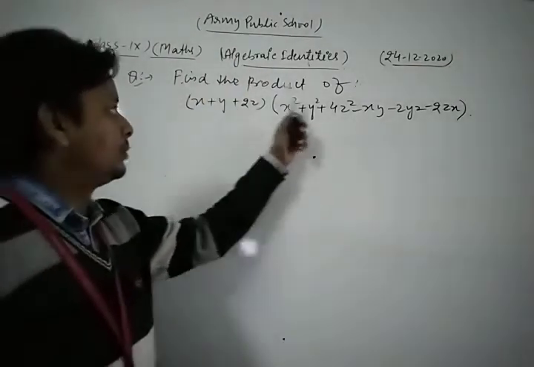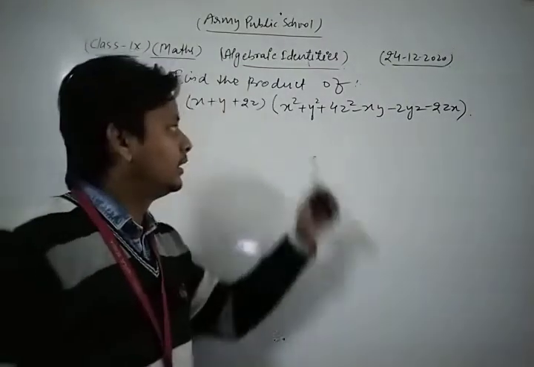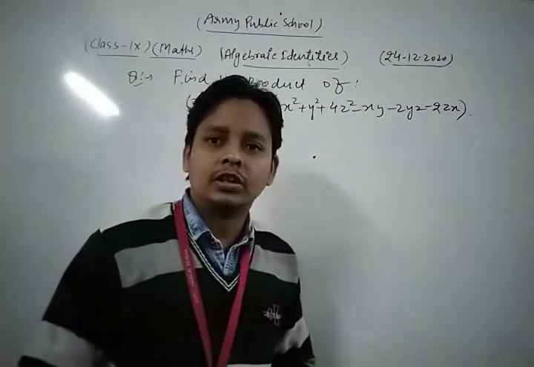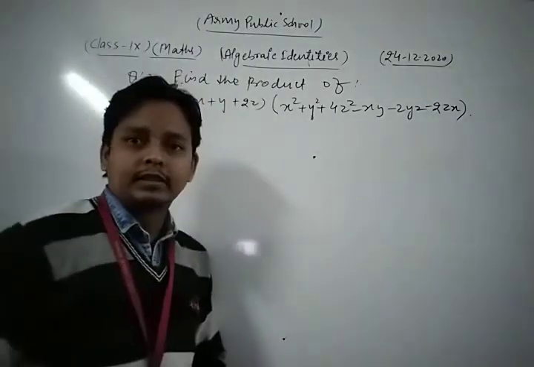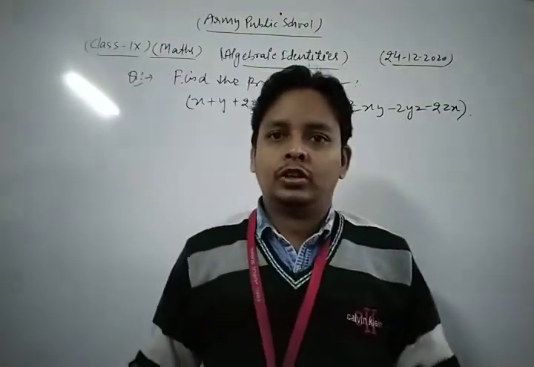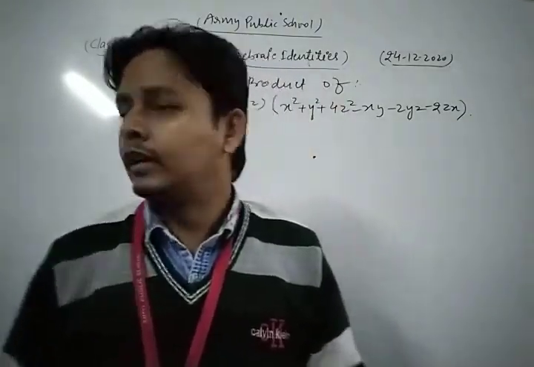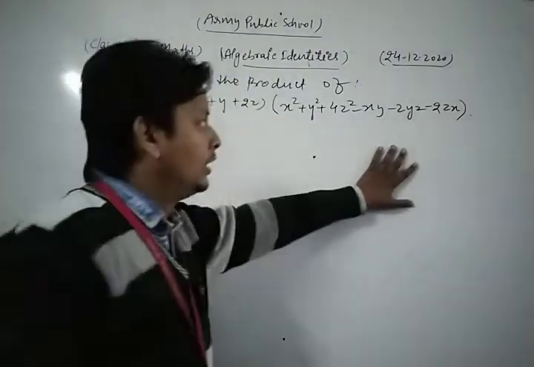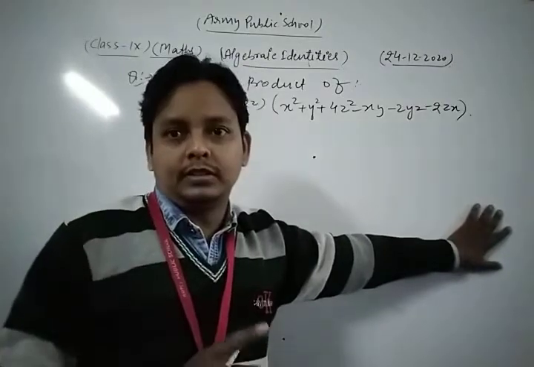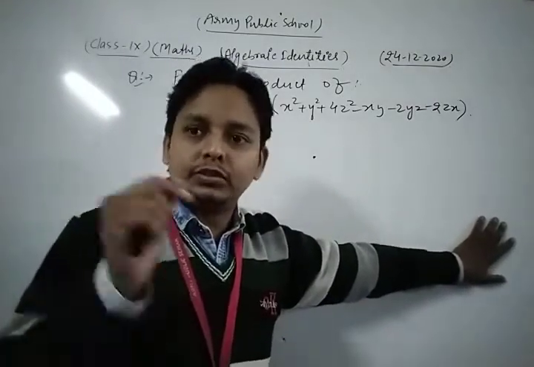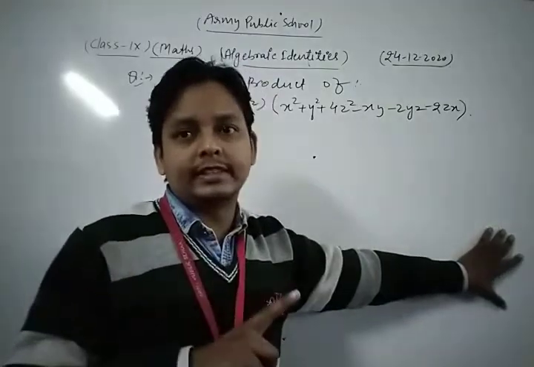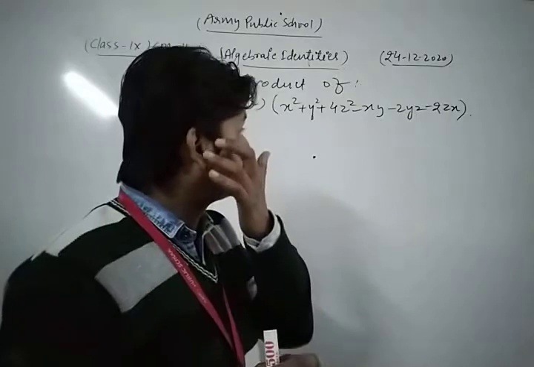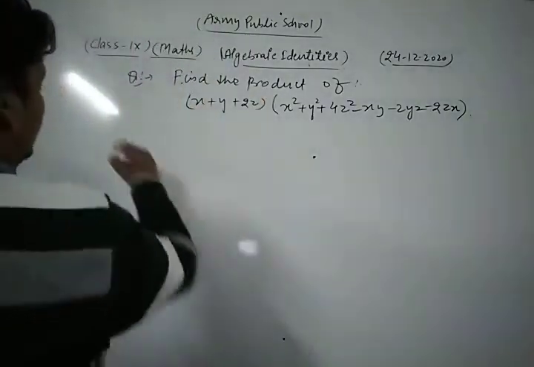Here we find the product of x plus y plus 2z and x square plus y square plus 4z square minus xy minus 2yz minus 2zx. Now let's see the process to solve this type of question. We do this question by using the algebraic identity which I just discussed, a cube plus b cube plus c cube minus 3abc is equal to a plus b plus c times the other bracket. Dear students, now let's see its solution.